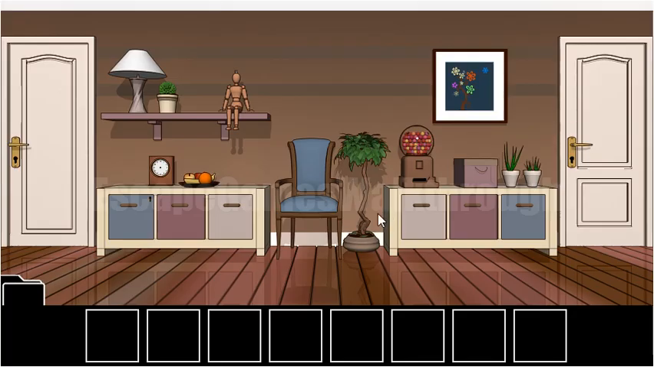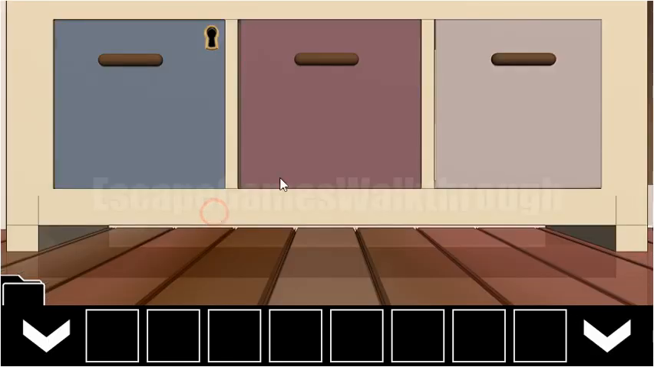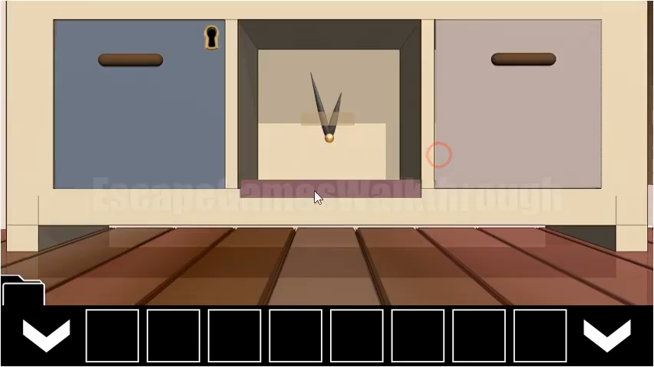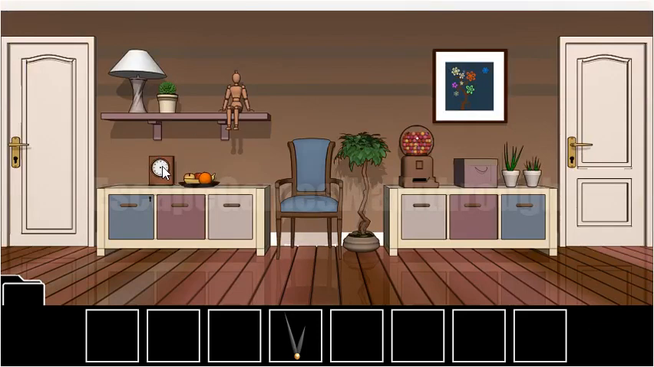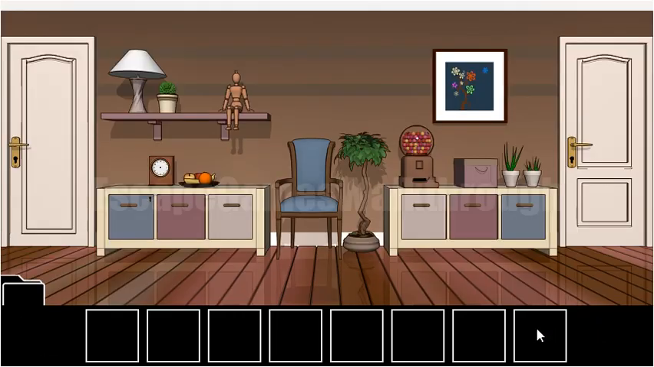Let's start. So we are in the room and let's get the first hint from this picture. We can see colored flowers are on different levels. The lowest is green, then pink, orange, and blue is the highest. So the same levels let's set here: green, pink, orange, and blue. We've got clock hands that we need to attach to the clock and then find the hint to solve it.